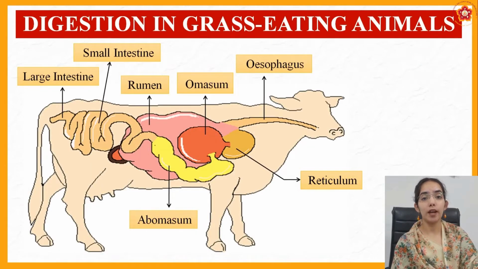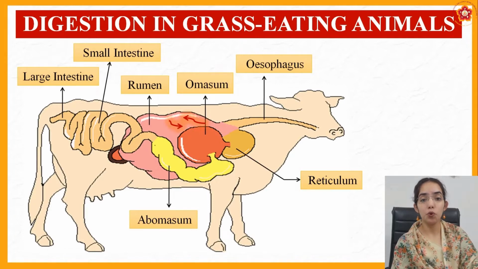Now let's have a look at the process of digestion in the grass-eating animals. Firstly, the animals quickly take in the grass. They'll not chew it properly. They'll just store it in the first part of the stomach. As you can see the arrow, they'll store it in the rumen part of the stomach. You can follow this red arrow on the screen. So the food is stored in rumen.